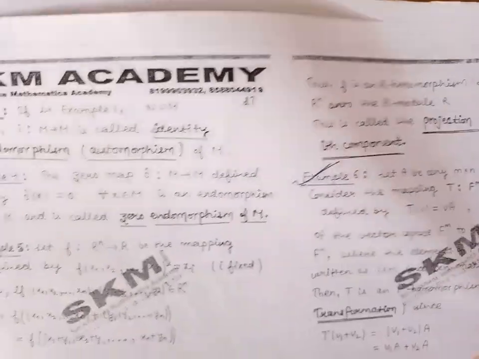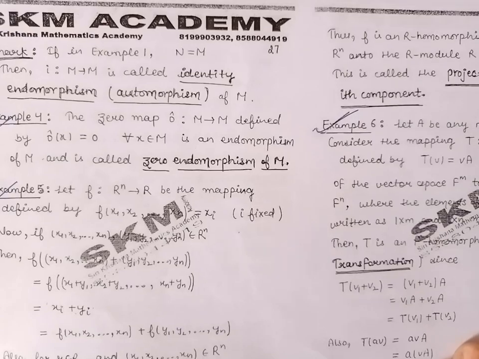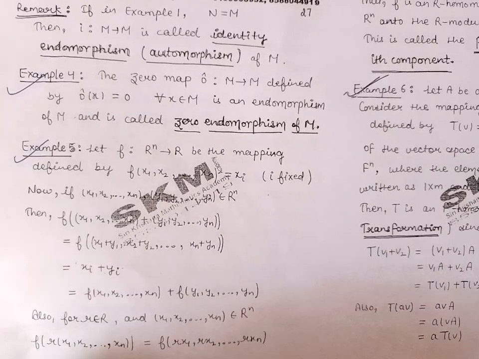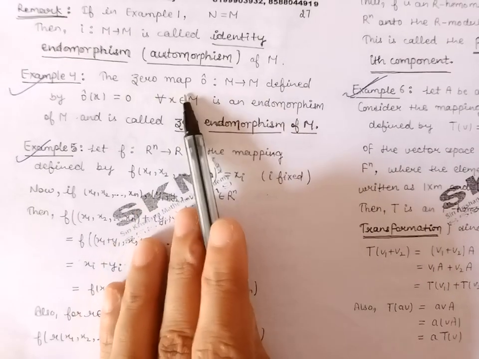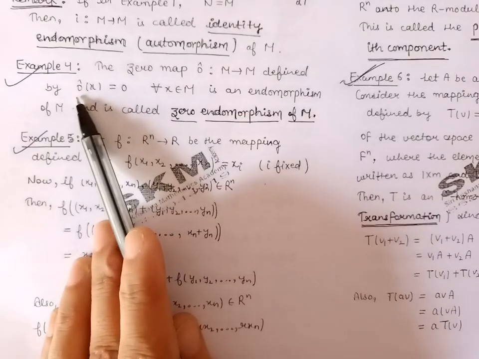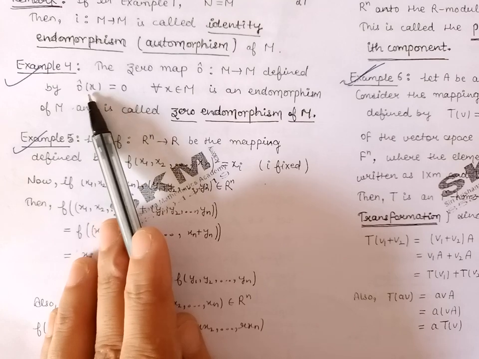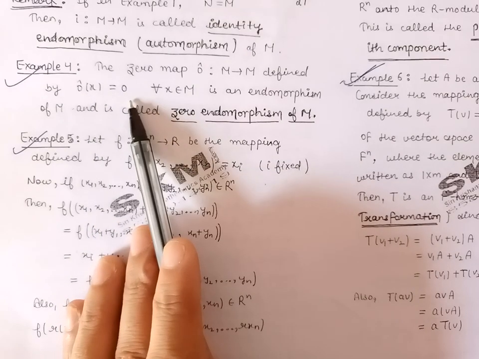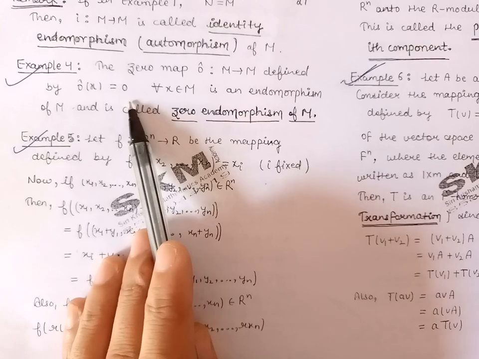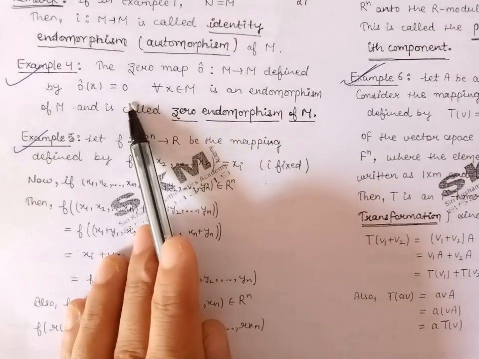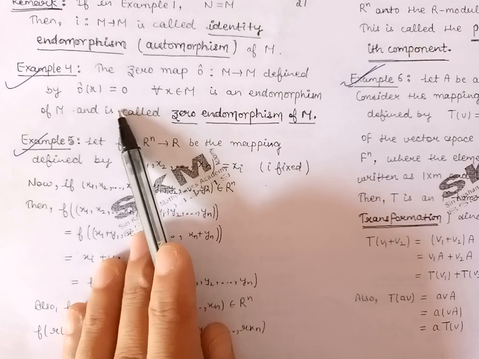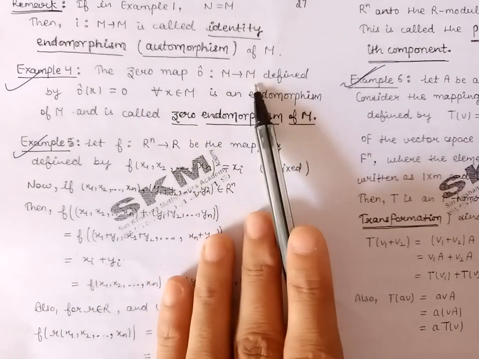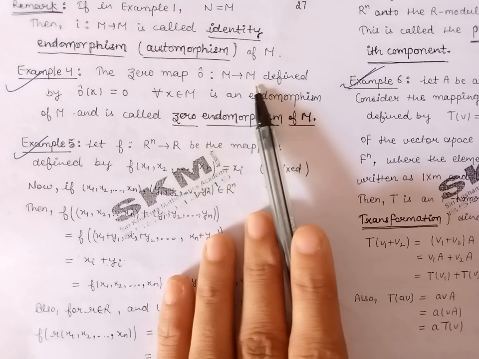Now our next example is the zero mapping, the zero homomorphism of a module. So let us take M to be a module over the ring R, then the zero mapping defined from M into itself is defined such that under this mapping the image of every element of M will be 0. This is called the zero endomorphism of M, and obviously it satisfies both conditions for being a homomorphism. That is why it is called a homomorphism, and because it is defined from M into itself, it is called an endomorphism of M.